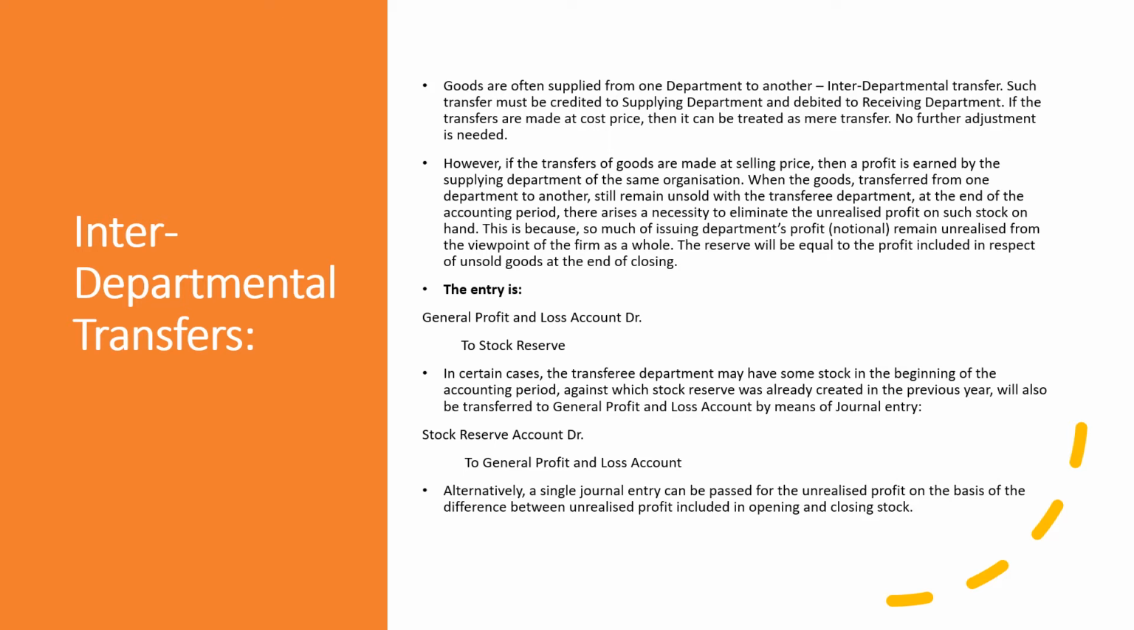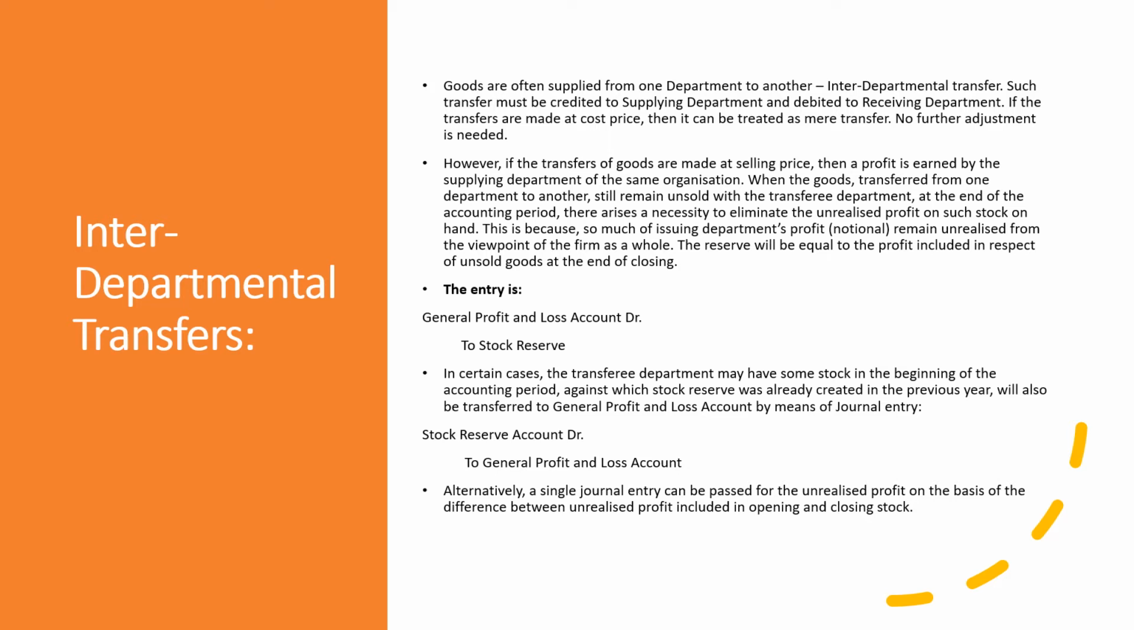A firm has various departments like department A and B. So B department is taking all the goods or all the raw material from the A department. Now A department will also charge some profit on the goods sold by department A to department B. The interdepartmental transfer can be on cost as well, or on the selling price. So if that is on the cost basis, then there is no need to make any further adjustment.